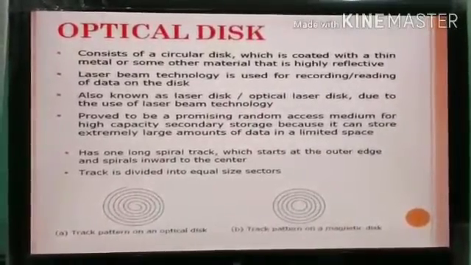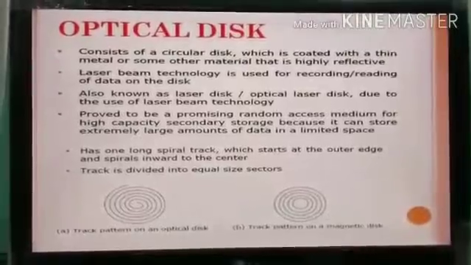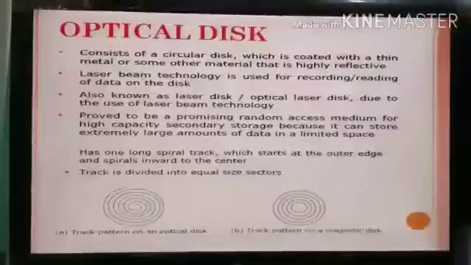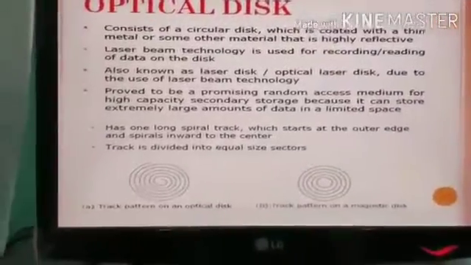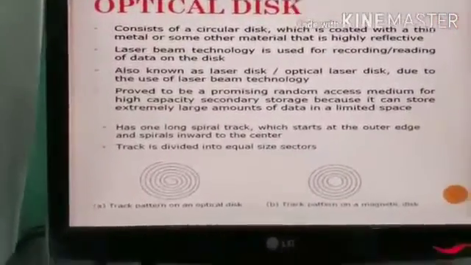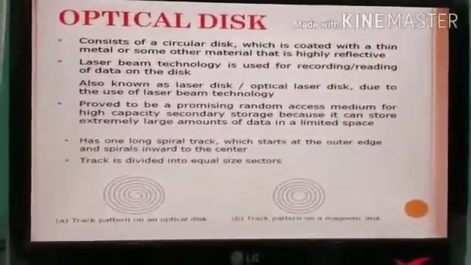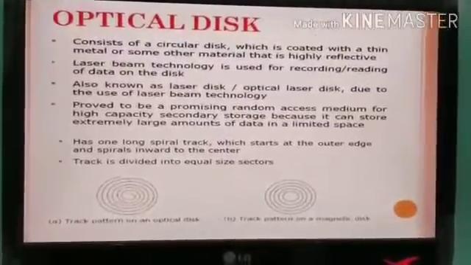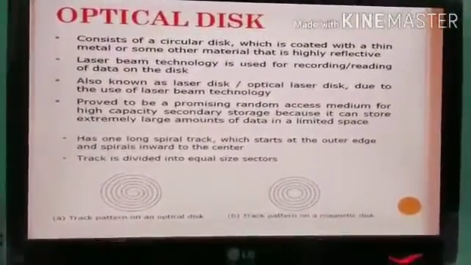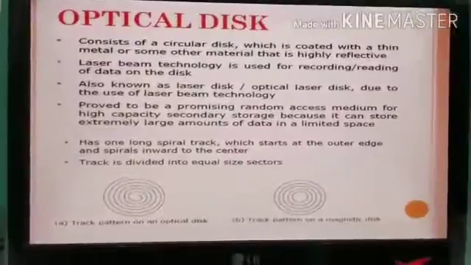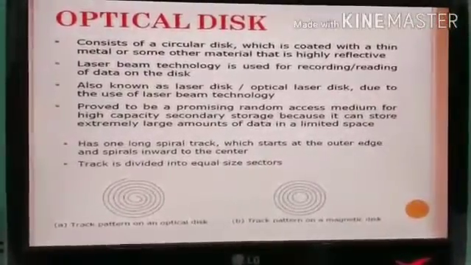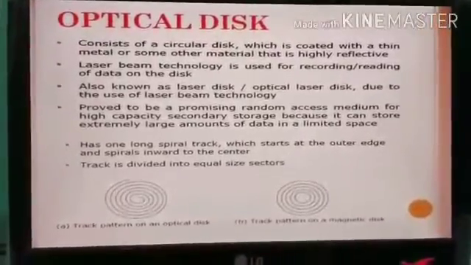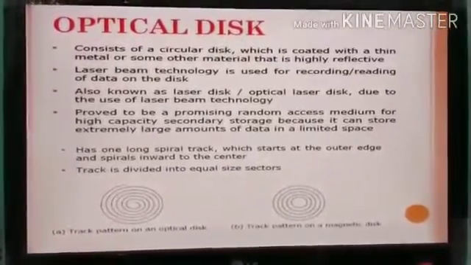For these types of disk, we use a disk drive where we put these optical disks to read and write, and laser technology is used for reading data from the disk or writing data to the disk. This is also known as laser disk or optical disk due to the use of laser beam technology. It has proved to be a promising random access medium for high capacity secondary storage because it can store an extremely large amount of data in a limited space.